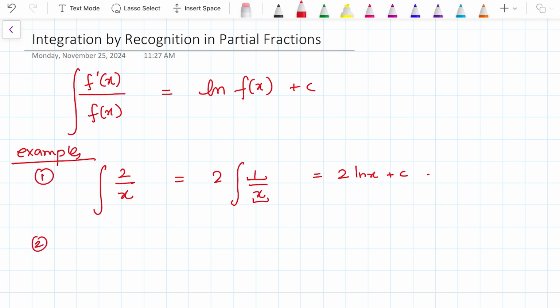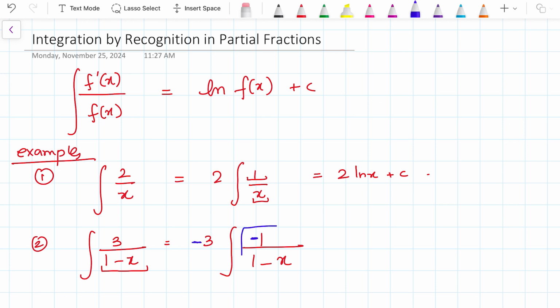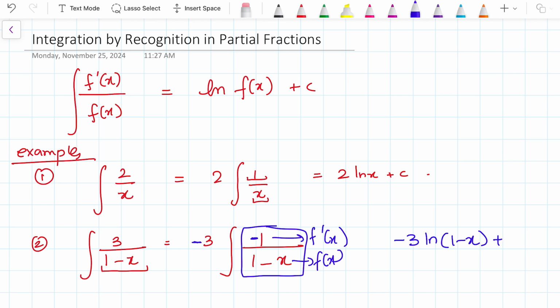Let's take another example. For example, if you have 3 upon 1 minus x. Now, 1 minus x has a differential of minus 1, and we don't have a minus 1 outside in the numerator. We just have a 1. So what we do, we introduce a minus sign, and when we introduce it, we also take a counter effect. So minus minus is a plus because you cannot just introduce anything like that in math. You need to have a cancelling effect generated. So this is the function, this is its differential. So minus 3 ln 1 minus x plus c.